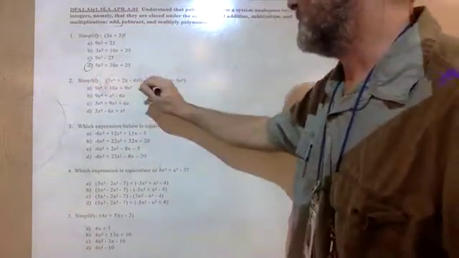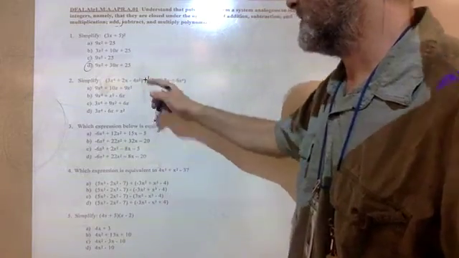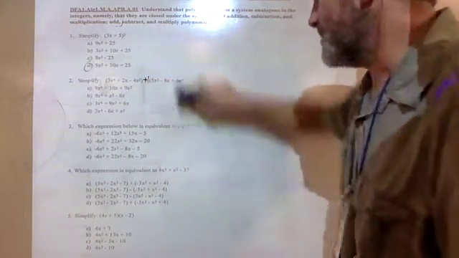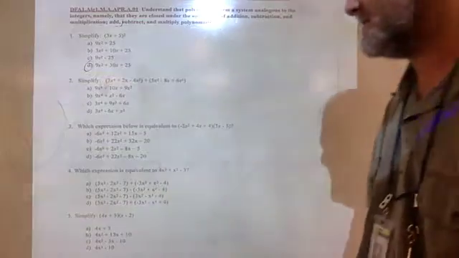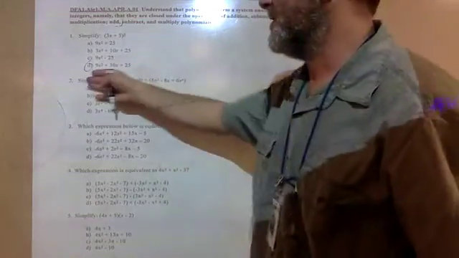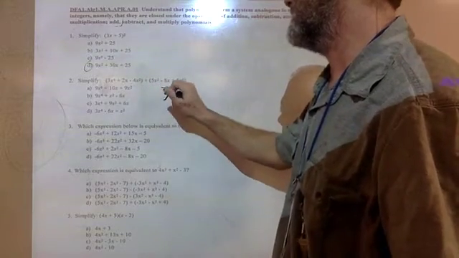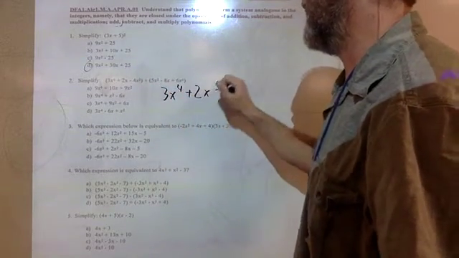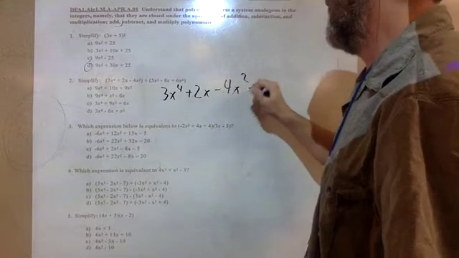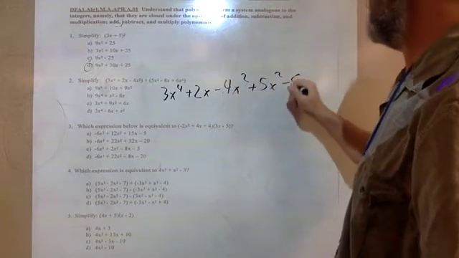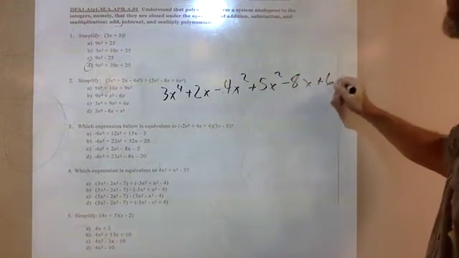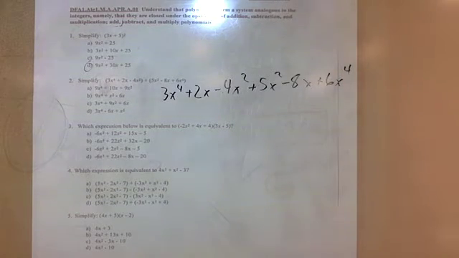And same with here. This is a plus 1. If there's nothing there, it's a 1. So you distribute by a 1. 1 times anything is itself. So nothing's going to change here. We can just get rid of the parentheses and rewrite this. So it's 3x to the 4th plus 2x minus 4x squared plus 5x squared minus 8x plus 6x to the 4th. And now we can combine like terms.